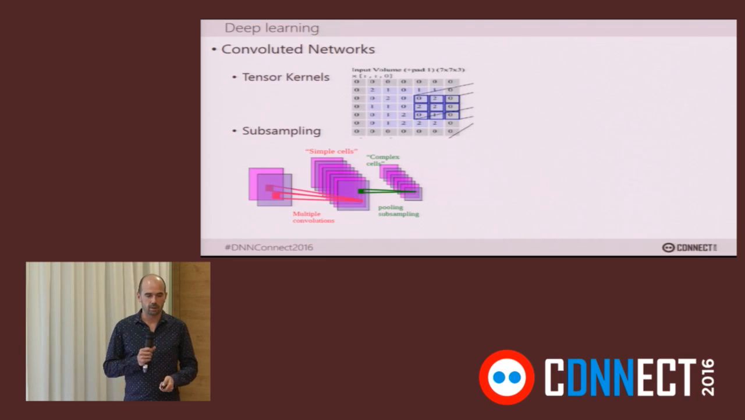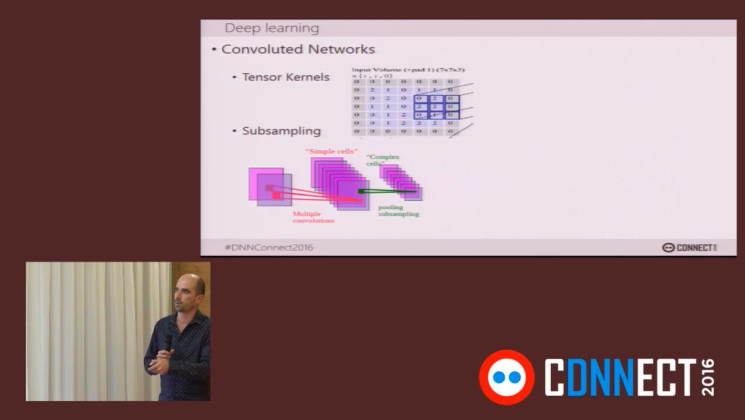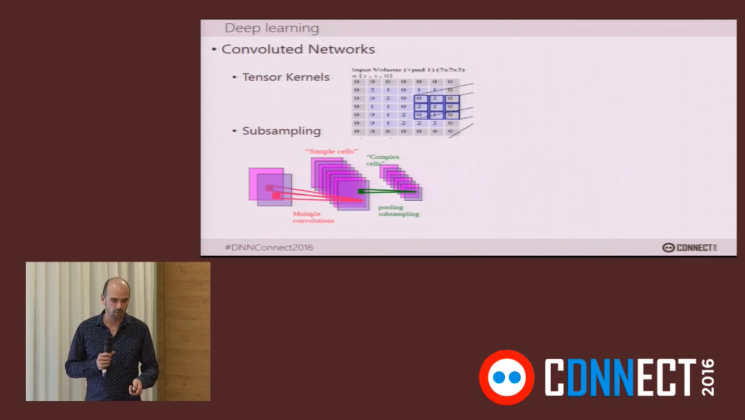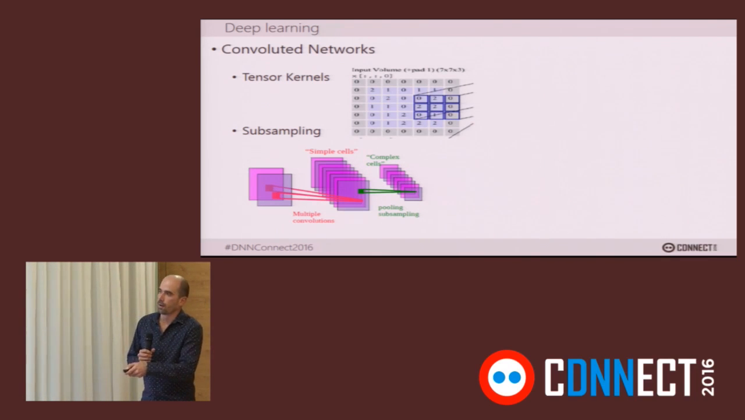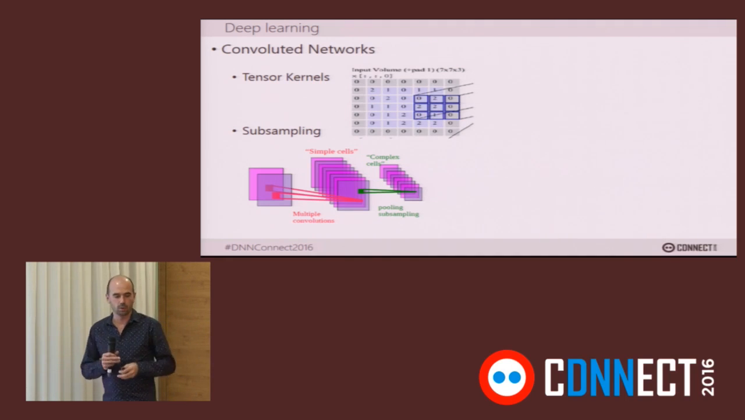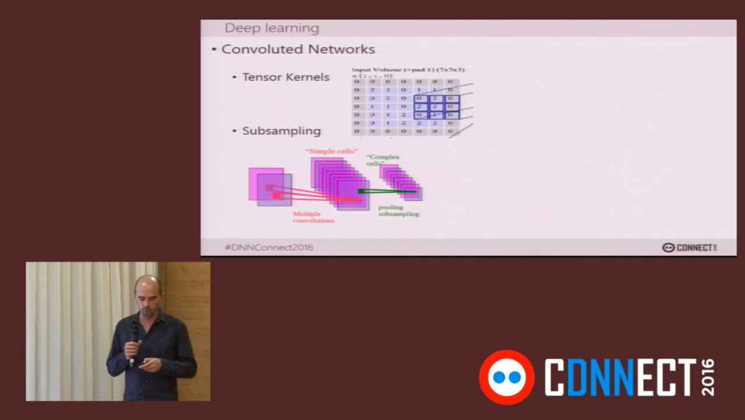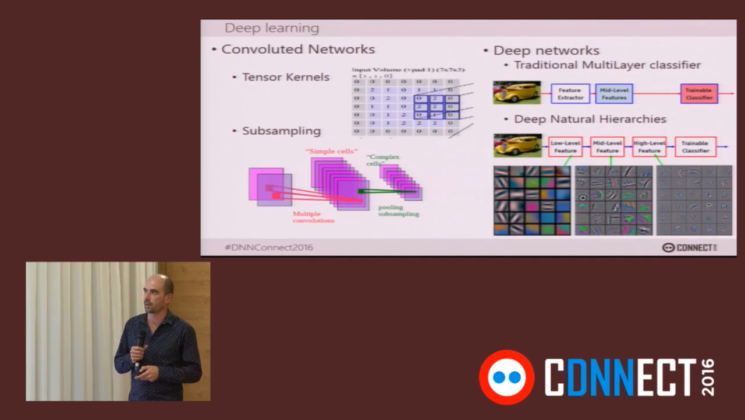This leads to tensor kernels that you multiply over your input. Let's say it's a pixel bitmap of what the eye sees. You convolve these kernels, and then you add subsampling, where you reduce the dimensions of the input. This has the consequence of making it robust to changes in orientation and scale.